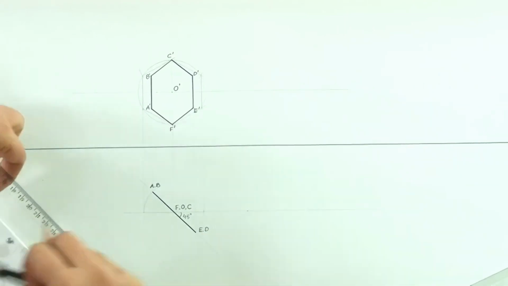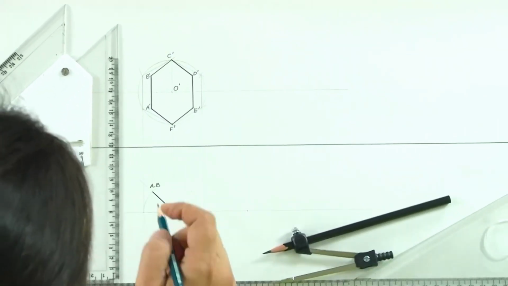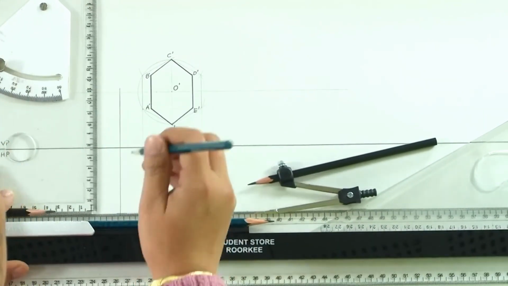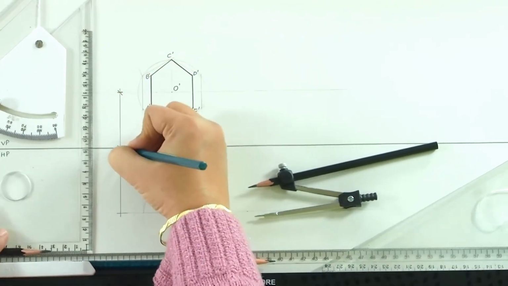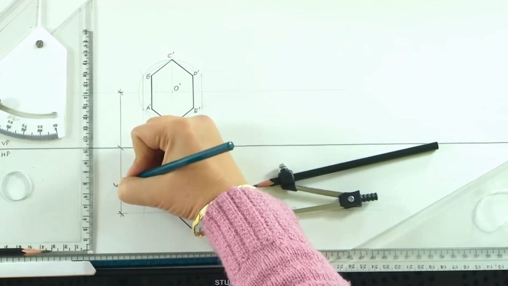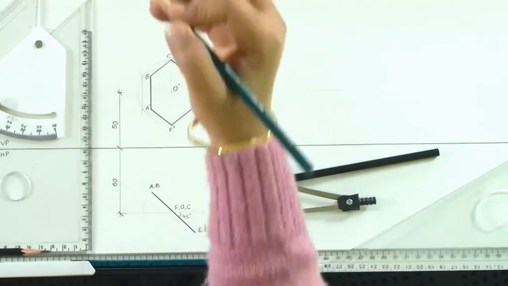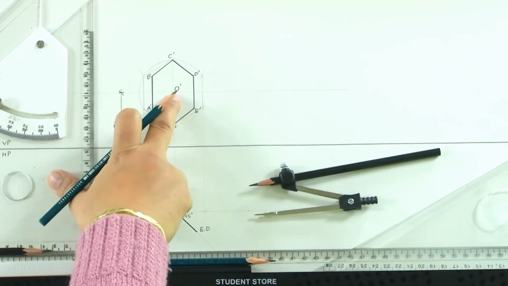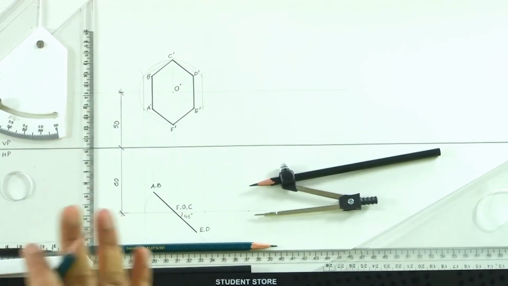Now all you have to do is dimension it to represent the location of the center. This is what we are doing here. So, we had it 6 centimeters in front of VP, which is represented here, and 5 centimeters above HP. So, we say that the point O, which is the center of this hexagon, is 5 centimeters above HP and 6 centimeters in front of VP.